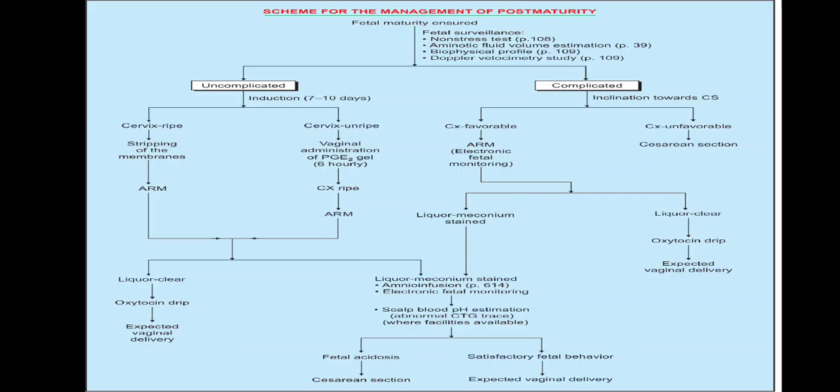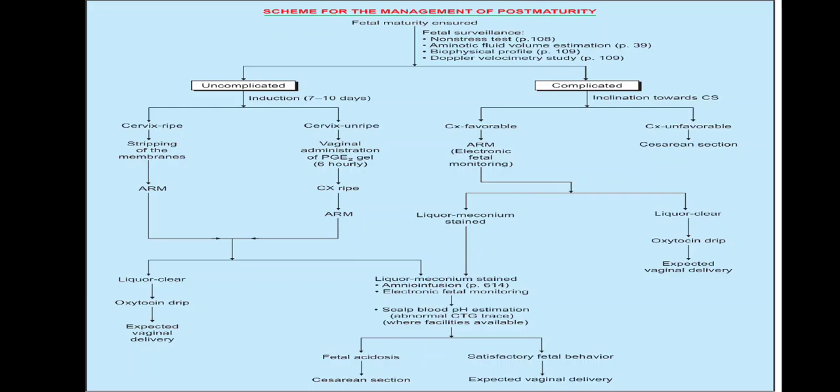If it's uncomplicated, you do an induction. If the cervix is ripe, you do stripping of the membranes and artificial rupture of membranes. If the cervix is not ripe, you administer prostaglandin E2 gel 6 hourly. Once the cervix becomes ripe, you do artificial rupture of membranes. Once you rupture the membranes, you take note of the liquor. Is it clear or meconium stained? If it's clear, you run an oxytocin drip and wait for expectant vaginal delivery.